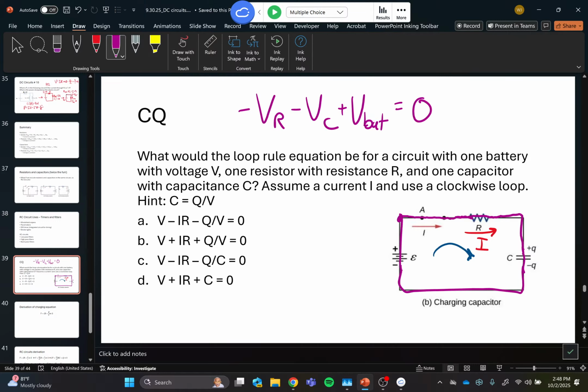Now we just plug in the equations. What's the voltage of the resistor? IR. What's the voltage of the capacitor? You all need to rearrange this equation. V equals Q over C.